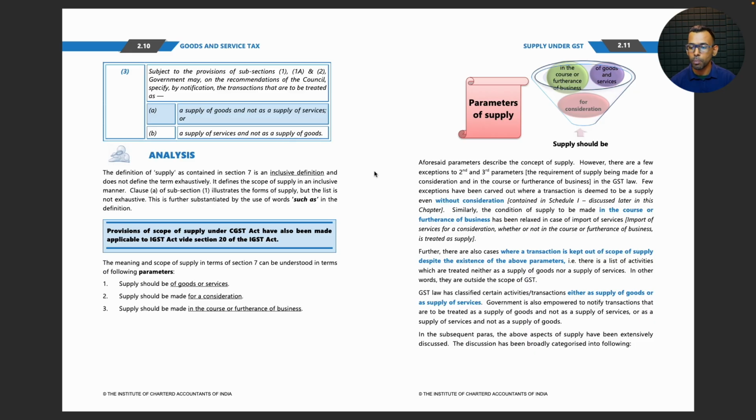Similarly, the condition of supply to be made in the course or furtherance of business has been relaxed in case of import of services. Import of services for a consideration, whether or not in the course or furtherance of business, is treated as supply.